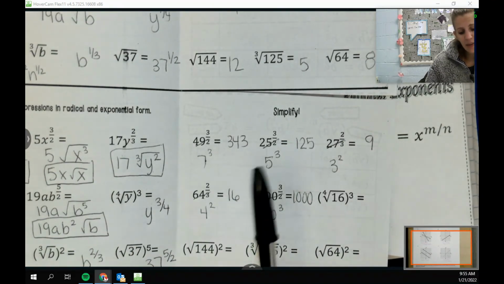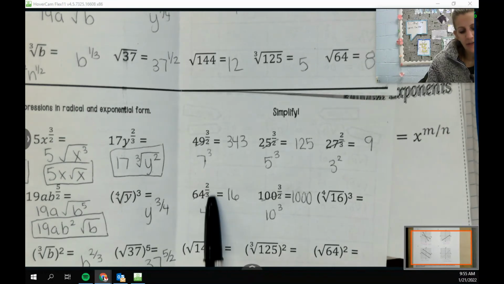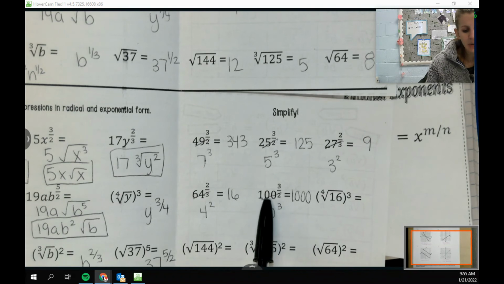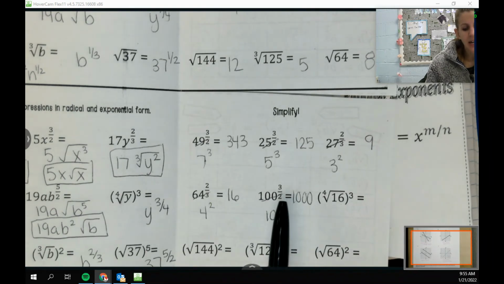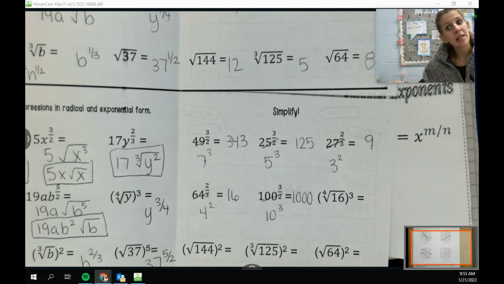Which, like, again, these kind of make sense. When I look at this, the 64 got smaller and that fraction is smaller than 1, so it should get smaller. Here I was 100 and got bigger, and that makes sense because my fraction is bigger than 1. So smaller than 1 you're going to get smaller, bigger than 1 you're going to get bigger. I hope that makes sense.